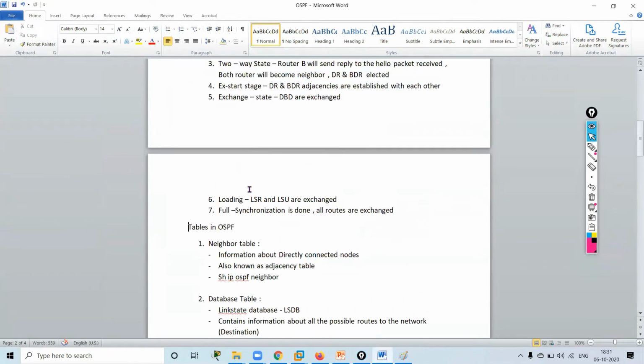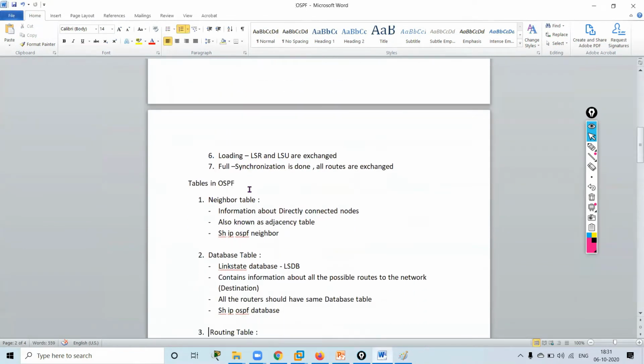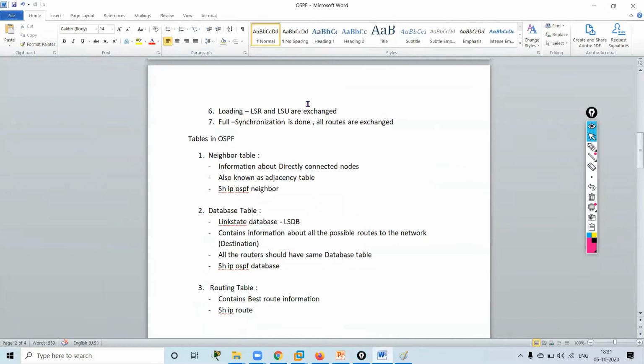Now we have some types of tables in OSPF also: the neighbor table, the database table, and the routing table. The neighbor table has information about directly connected nodes. It is sometimes known as the adjacency table. Show IP OSPF neighbor will give me all the neighbors. Then comes the database table, also known as the link state database. The LSDB contains information about all the possible routes to the network.